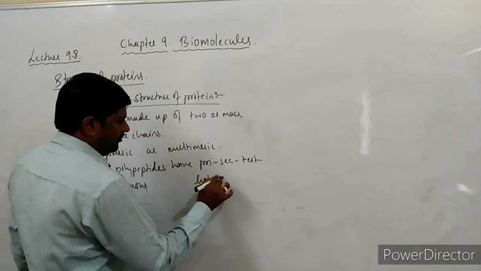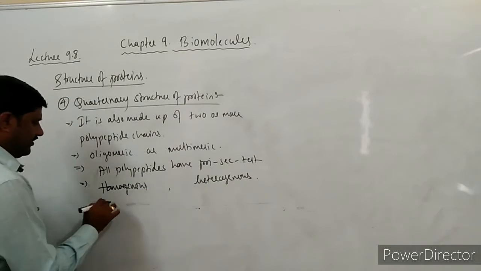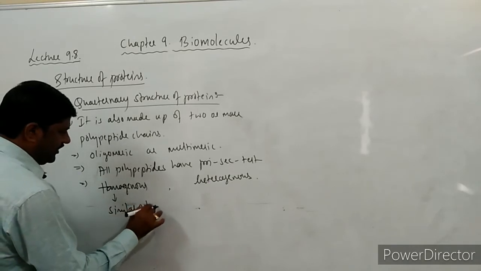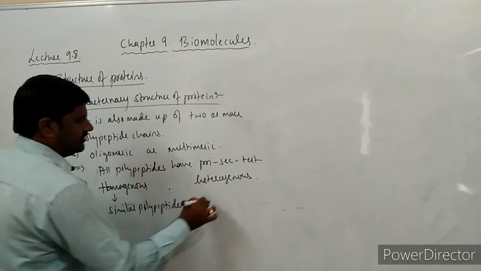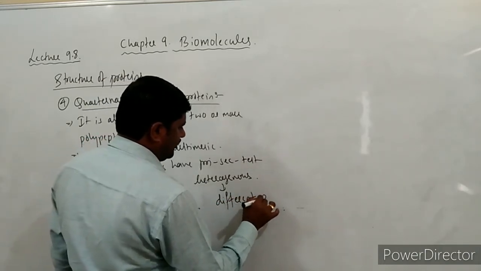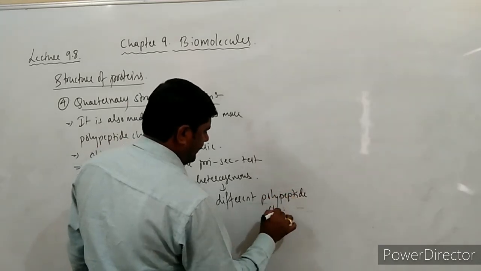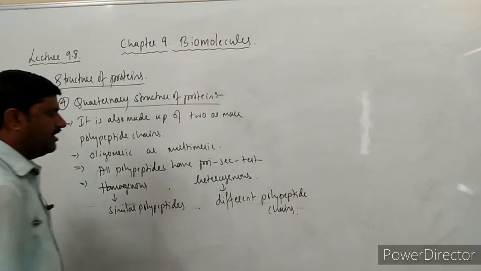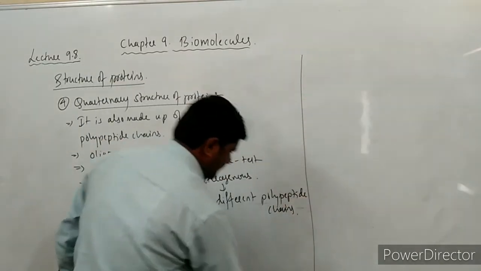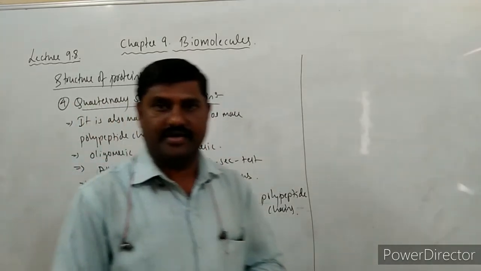Homogeneous and heterogeneous polypeptides that we come across: homogeneous ones are made up of similar polypeptides, and these are made up of different types of polypeptide chains itself, right? So this shows there are different types of polypeptides that we come across over here.